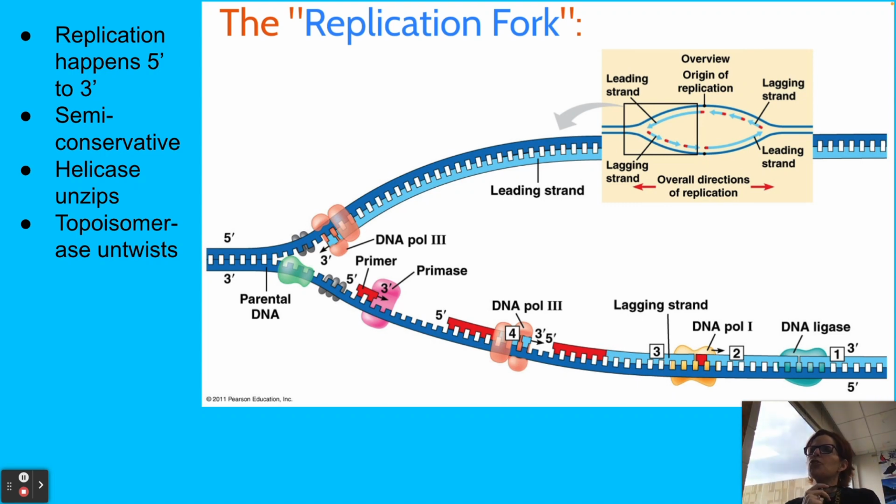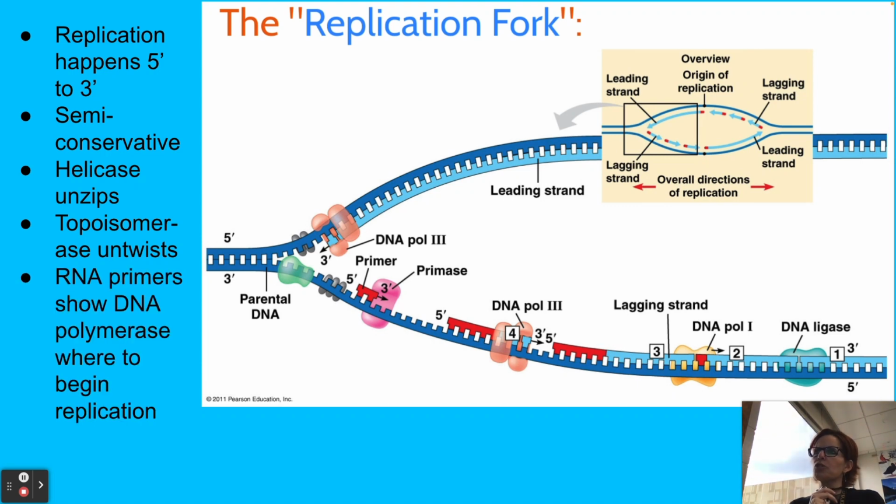I can't remember. So topoisomerase is what's untwisting. Helicase is what's unzipping. They would never say what unzips, at least I don't think they would. But they might say what's wrong with this image, and they might mess around with some enzyme or something like that. And so just be aware of what's going on.